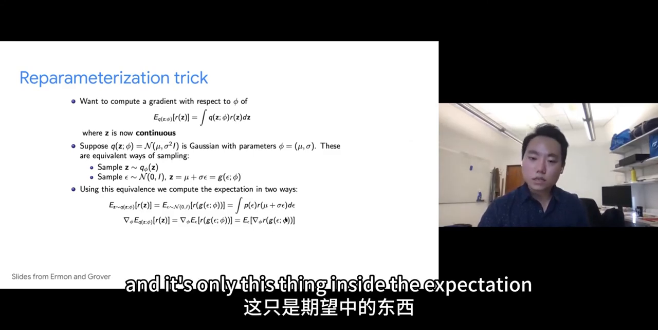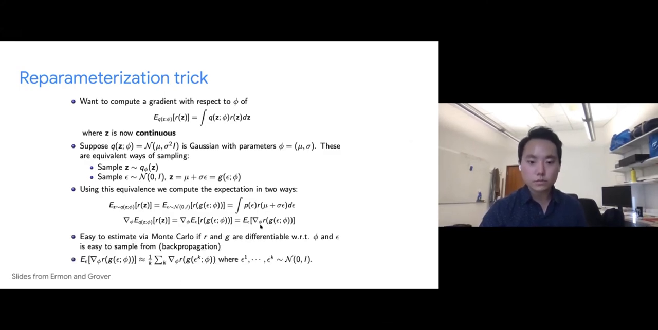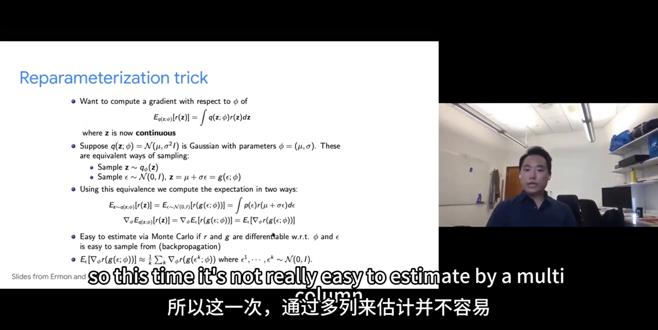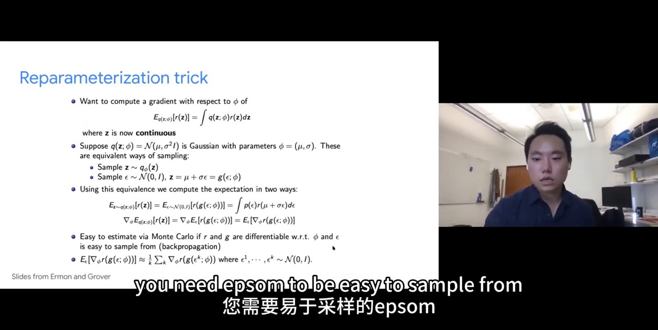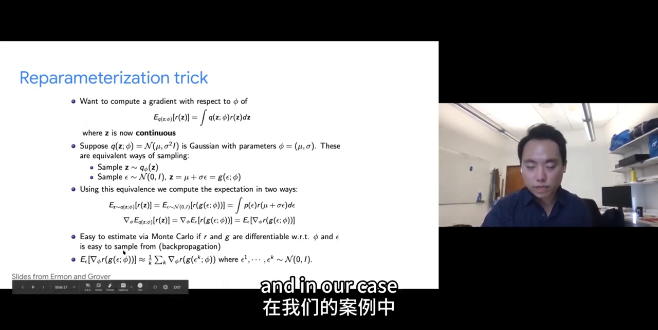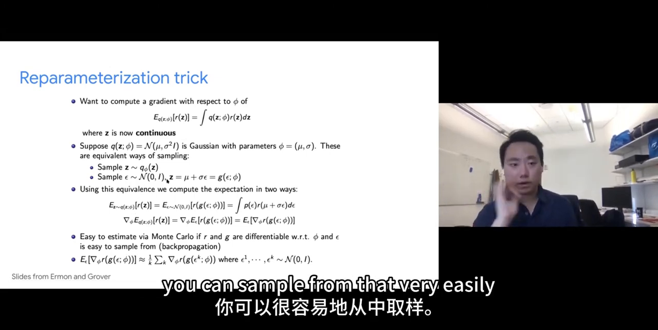And it's only this thing inside the expectation, the function R and G, that depend on phi. So this term is not really easy to estimate by a Monte Carlo. There's a couple of things that you need. First of all, you need epsilon to be easy to sample from. And in our case, epsilon is really easy. Epsilon is just standard normal. You can sample from that very easily.